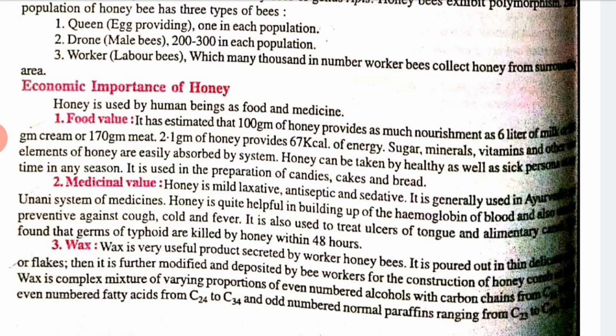Okay, next is wax. Wax is also a very useful product secreted by the honeybees, right? It is poured out in delicate scales or flakes. It is further modified and deposited by bees for the construction of the honeycomb or hive. Wax is a complex mixture of varying proportions of even-number alcohols with carbon chains from C24 to C36, even-number fatty acids from C24 to C34 and odd-number normal paraffins ranging from C23 to C37. So this is all about wax production.